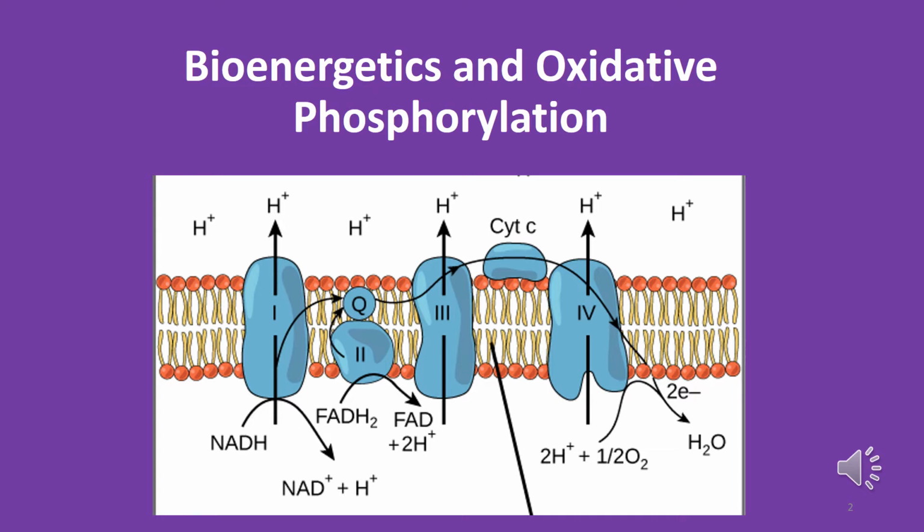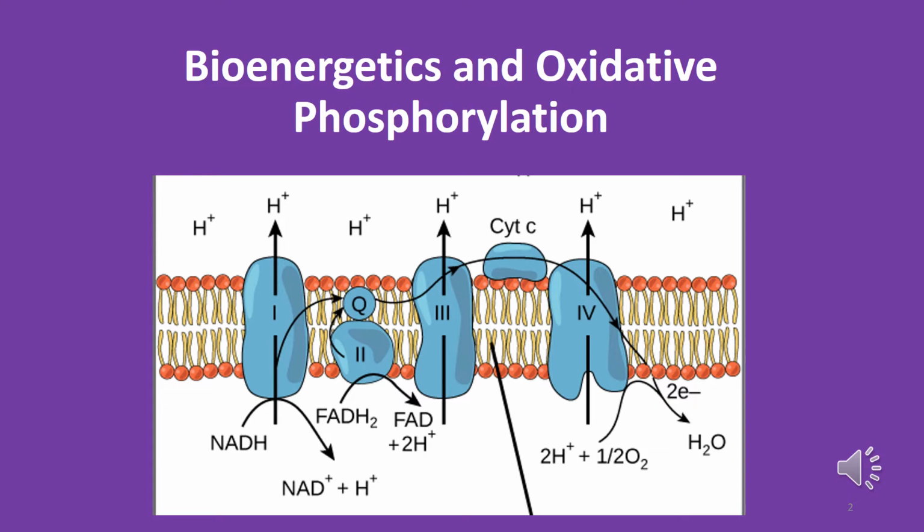Bioenergetics describes the transfer and utilization of energy in biological systems, while oxidative phosphorylation is the process in which the proton gradient runs downhill to drive the synthesis of ATP from an ADP molecule. It all happens in the inner mitochondrial membrane.